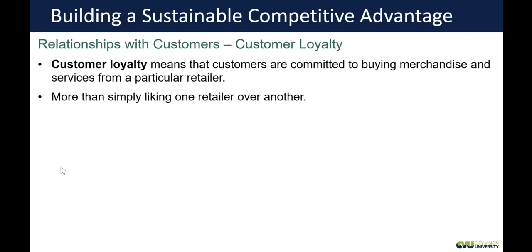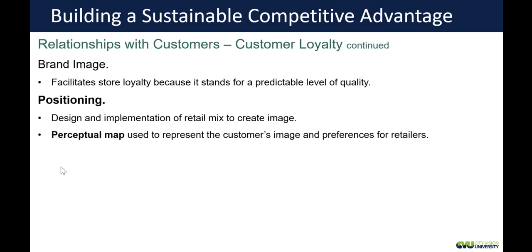Okay, so let's talk a little bit about relationships with our customers. Having loyal customers, customers that are committed to buying merchandise and services from you, is a huge competitive advantage. It's more than simply liking one retailer over another. It's being committed to one retailer over another. Sometimes this happens with brands, but it can happen with retailers as well. So brand image, that idea of customer loyalty, is because it stands for a predictable level of quality.